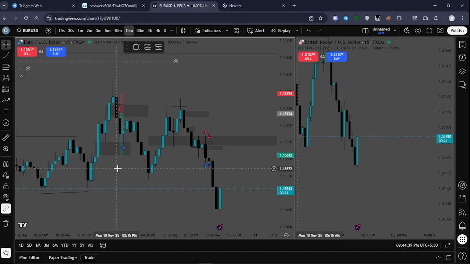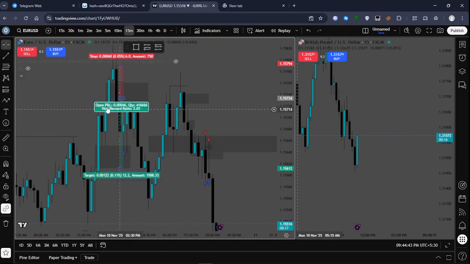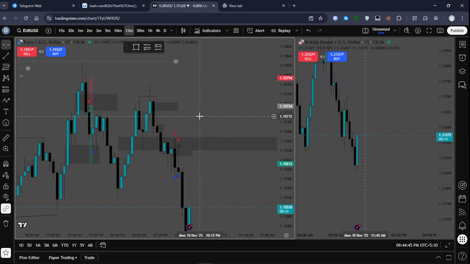But here, I waited for the invalidation. As you can see, it actually got invalidated. Then I made the decision. But here, we actually hadn't had that invalidation for the first trade. We didn't actually have the model in the first place.